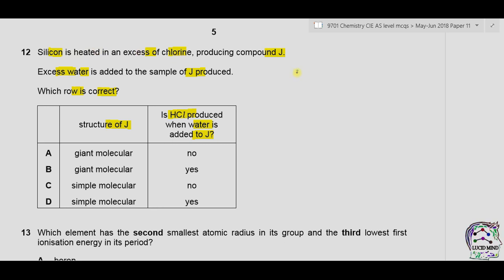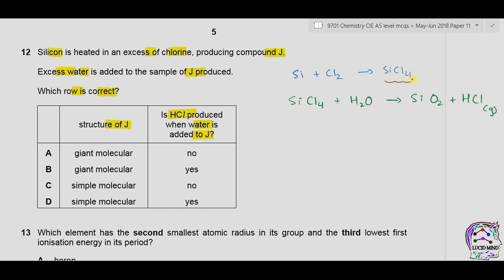Silicon, when it reacts with excess chlorine, will form silicon chloride, SiCl4, which is compound J. Now when SiCl4 is added to water, it gets hydrolyzed, and along with silicon dioxide it forms white fumes of HCl. The reaction is very rapid.